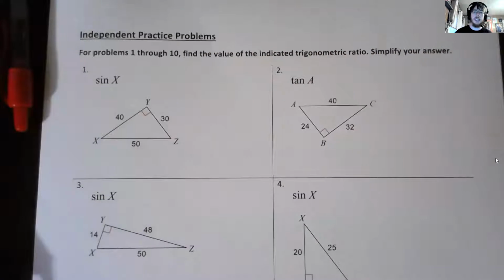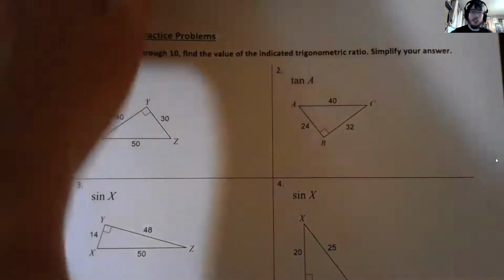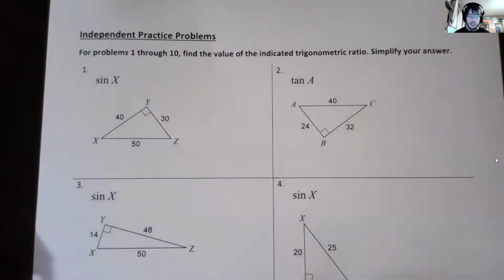So for problems 1 through 10, it wants us to find the value of the indicated trigonometric ratio, and then it wants us to simplify our answer. So what we need to do here is, first off, identify theta. Then based on our theta, we need to figure out what our O, H, and A are. That's our opposite, hypotenuse, and adjacent sides. And then using the trig function, it tells us we need to use the correct pattern.